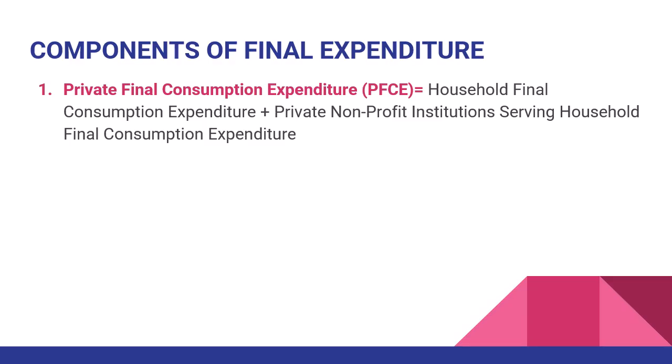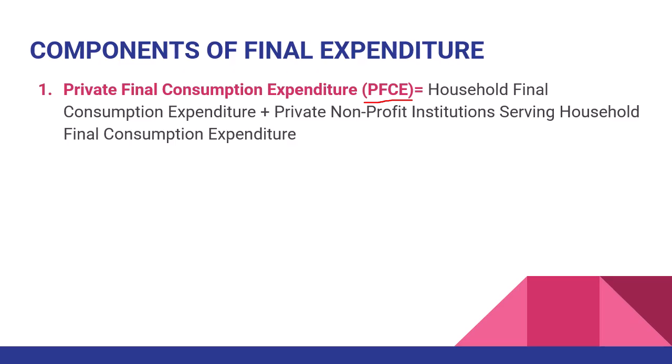So if you will see, I have written here, private final consumption expenditure is equal to household final consumption expenditure plus private non-profit institution serving household final consumption expenditure. But from exam point of view, please remember that you will directly get this component, private final consumption expenditure. Components will not be given to you in the numericals. This is only and only for your knowledge.